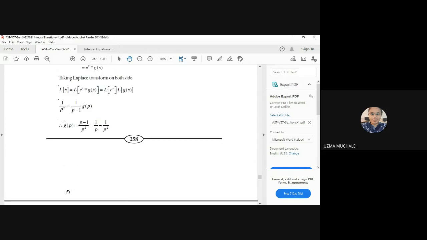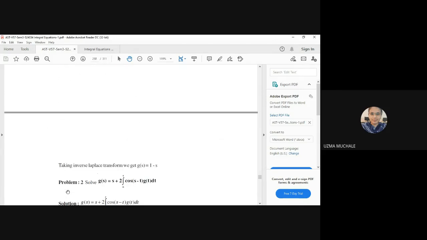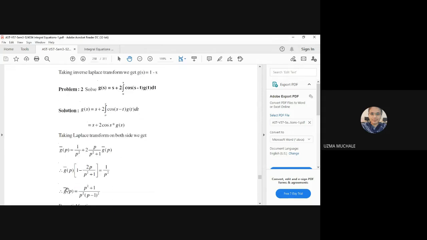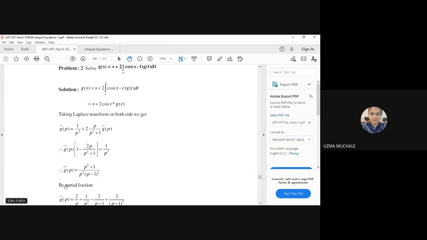Now here it is given in terms of g of p. Earlier we had written y of t or y of p. After getting that, we have to apply the inverse transform and then you get the result. Again, here it is given g of s is equal to. Now whatever part is there in the integration, you have to write in the form of a convolution kernel. Apply the transform, write the equation in terms of g of p. You can see here the transform of s is 1 upon p square. Initially, whatever we have seen, it is integration 0 to t, but here it is integration 0 to s.